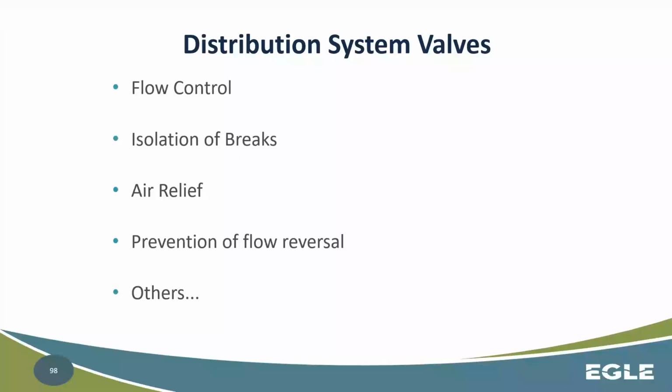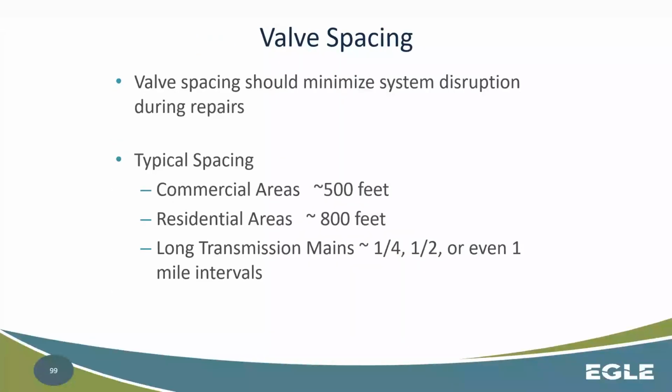Distribution system valves: flow control, isolation of breaks, air relief, prevention of flow reversal, and others. There are lots of reasons to use a valve in any given system, so they're fairly crucial in a lot of circumstances. Valve spacing should minimize system disruption during repairs.